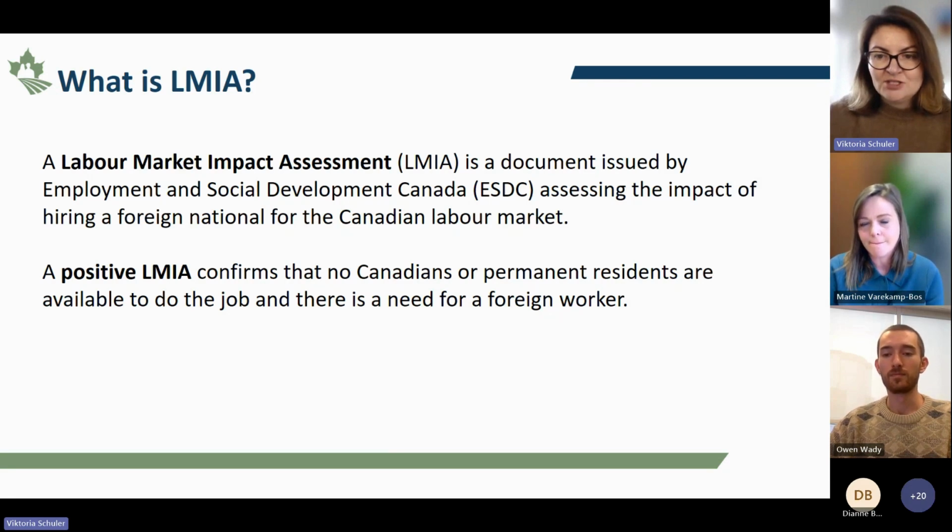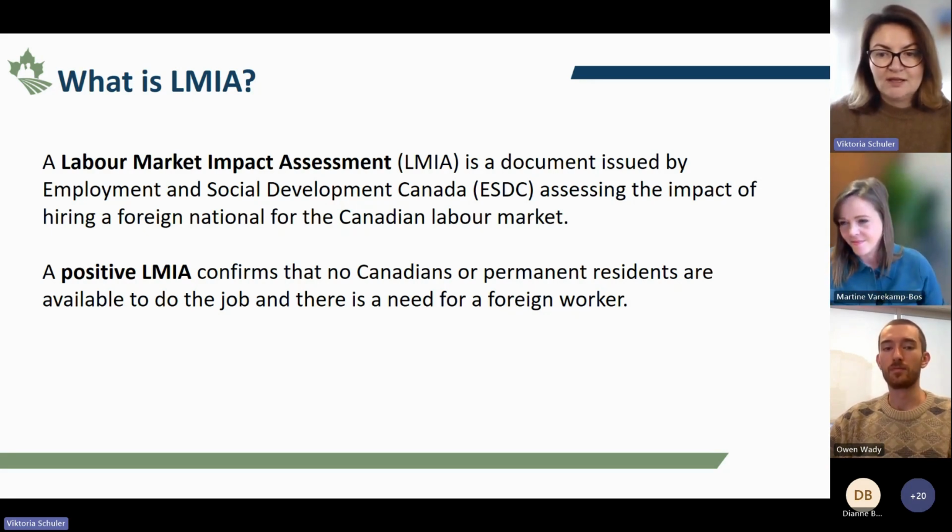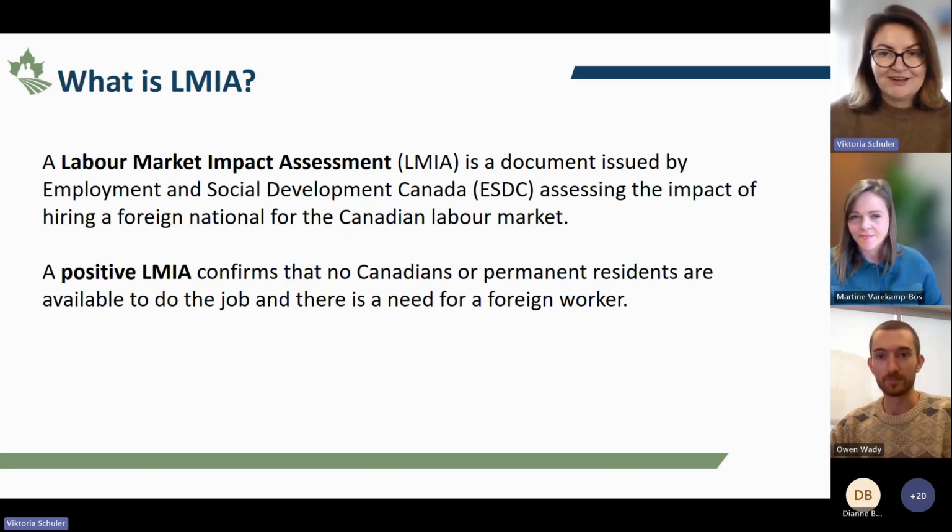And Stacy mentioned that she received a positive LMIA, but the driver still hasn't arrived. The positive LMIA was in May. Yes, that happens. It depends on the driver's country of origin and the processing times for his visa and work permit there. This is something that should be taken into account as well.